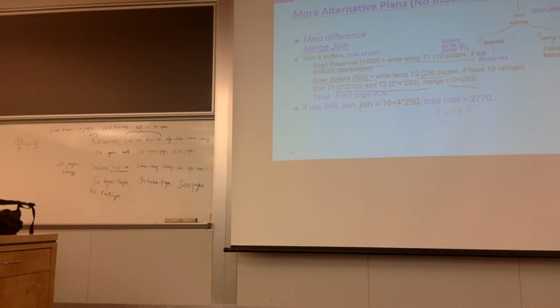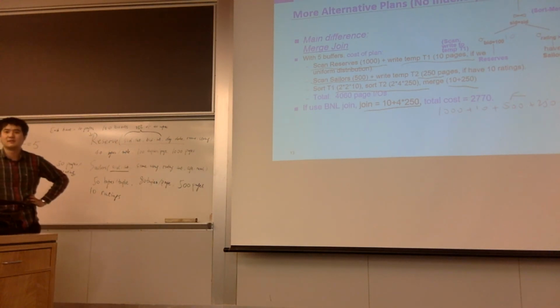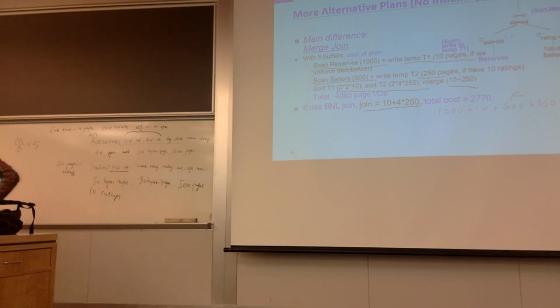1,000 plus 10 plus 500 plus 250. Then for the join cost, it's only 10 plus 4 times 250, right? And that comes down to 2,770 IOs. It's roughly 3/5 of the IOs you would use for a page-oriented nested loop. So that's even better.